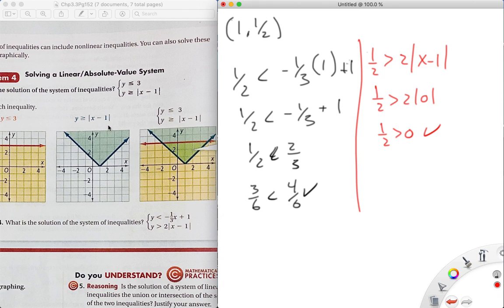Okay. So that's this section. All you're doing is graphing and checking to see if their overlap is correct.